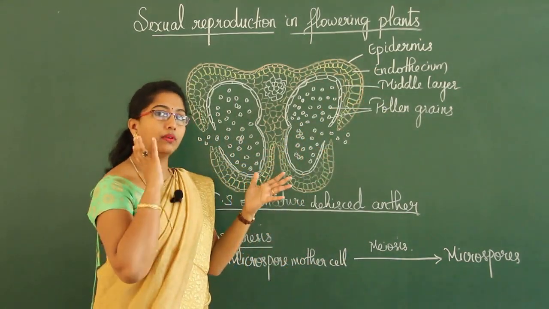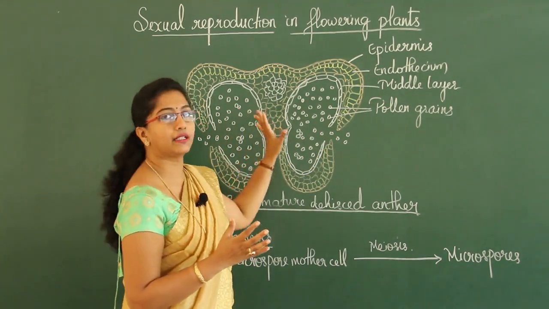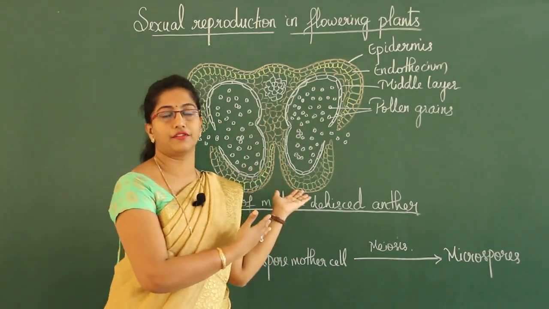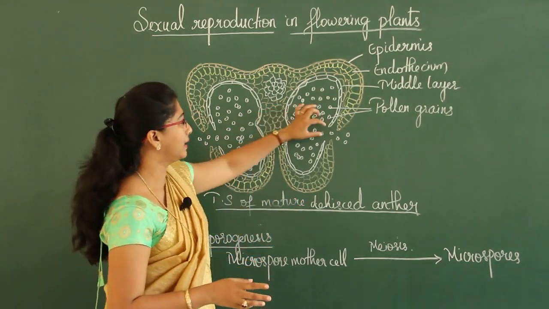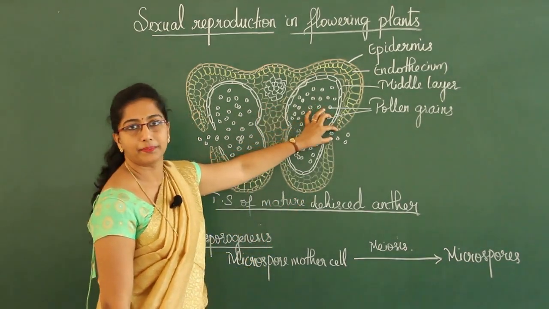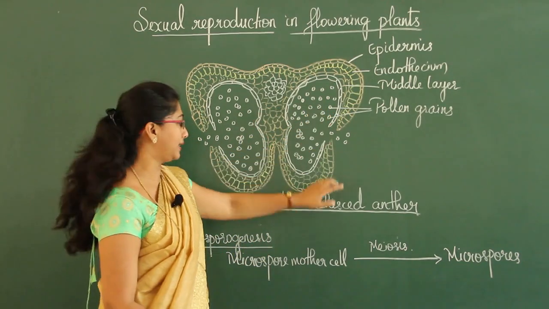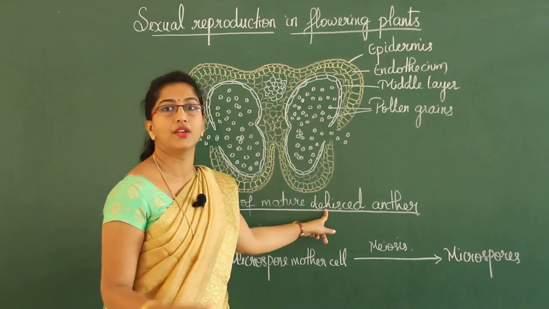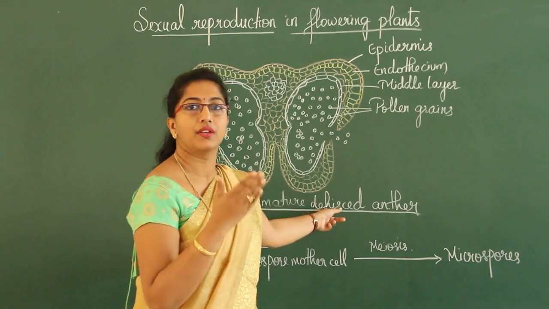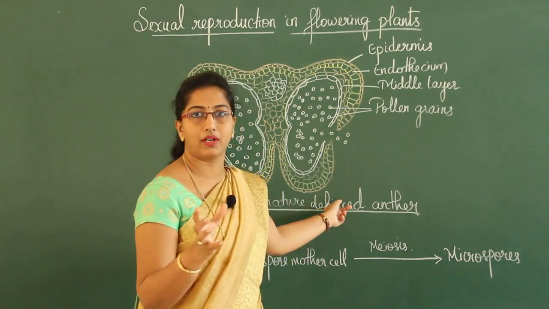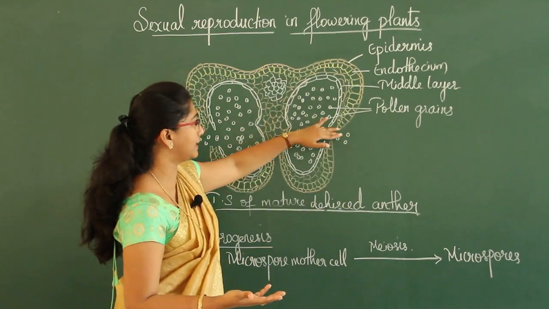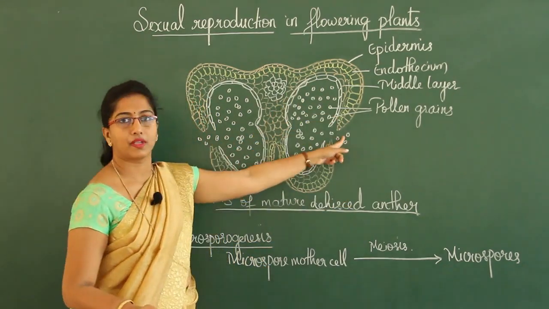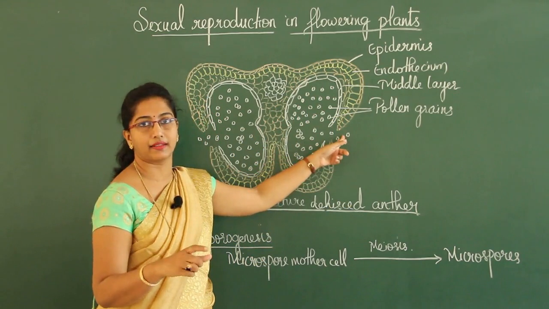One more main difference you can find between TS of mature anther and young anther, you just compare it, you see that here it is open. So we call it as dehisced anther. When anther matures, it has to break open because it has to release the pollen grains, right? So here you will see that it is open. This is called as dehisced anther.